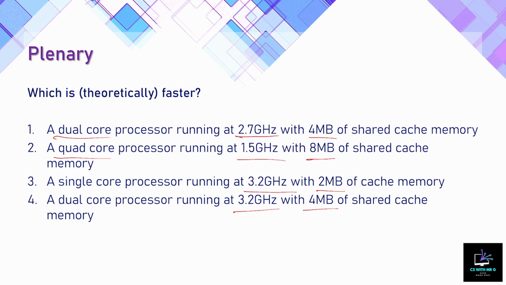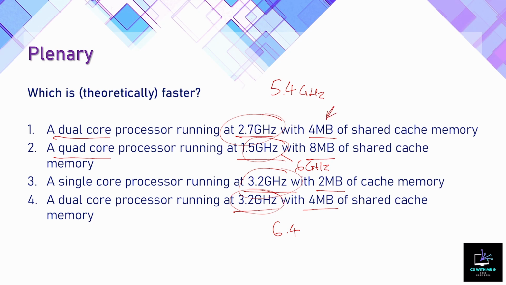So some simple maths, we have to times this one by 2, this one by 4, this one is just 3.2, and then times this one by 2. So a dual core with 2.7 gigahertz is essentially like having 5.4 gigahertz. A quad core with 1.5 would be 1.5 times 4, which is 6 gigahertz. The third one's a single core, and the dual core at 3.2 will be 6.4. However, we've also got to look at the cache.